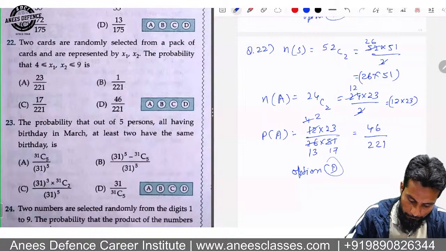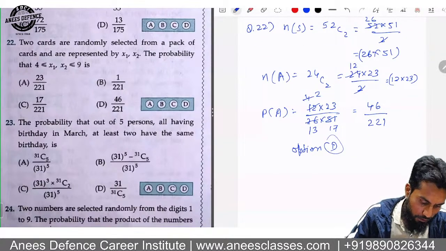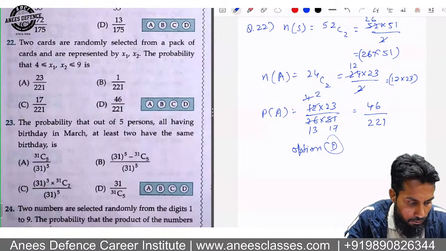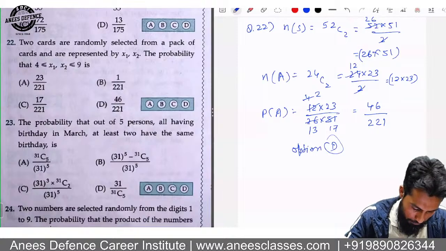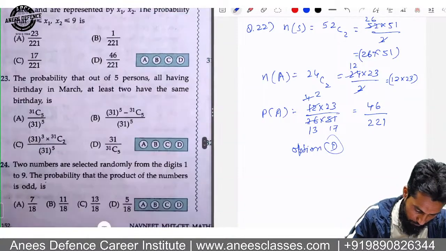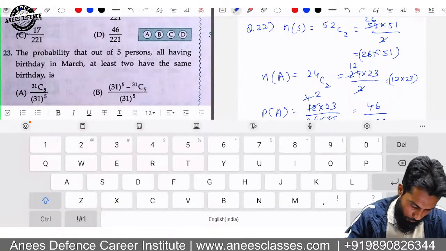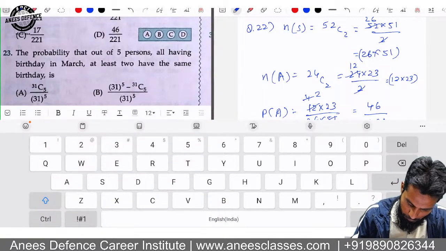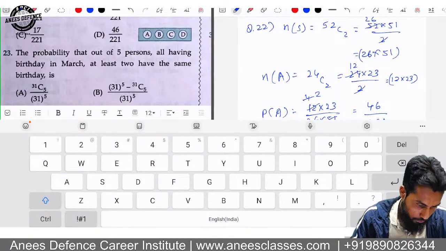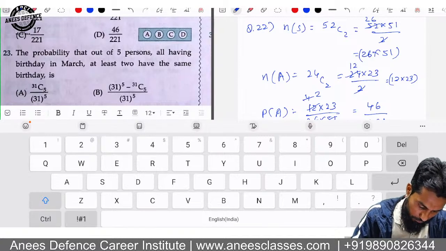Understood? Try to understand. Read the question carefully. You'll get the data from there itself. Next, 23 they have. Read it well, what they are asking. Option B. Got it. 23. Yeah, you're right.